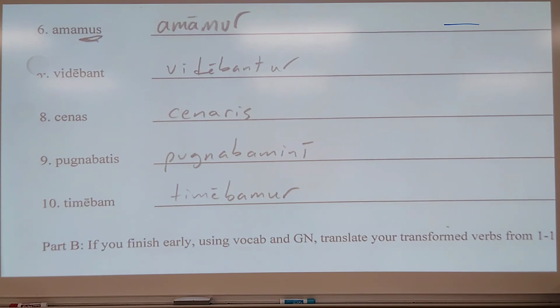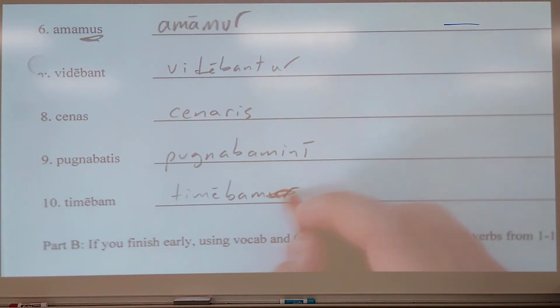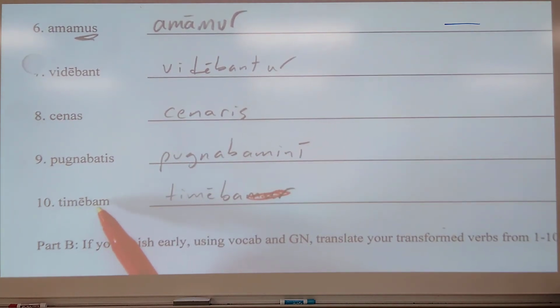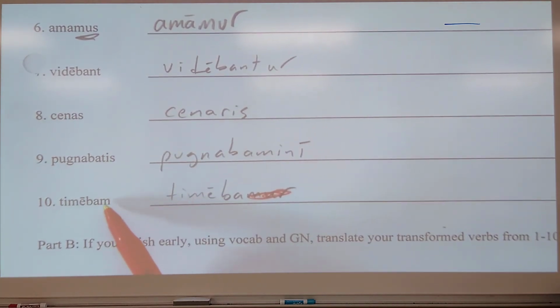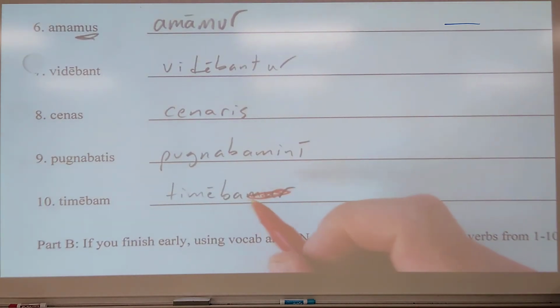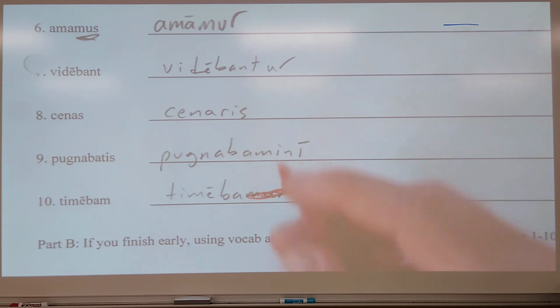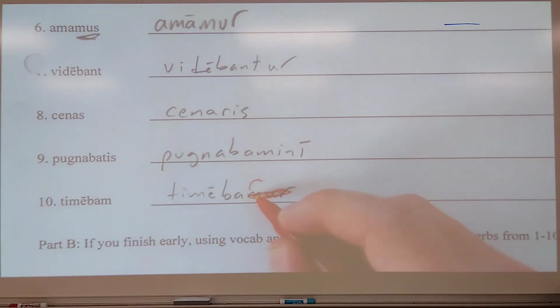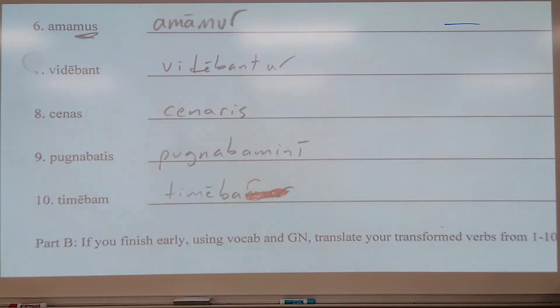Okay? Actually, whoops, I messed that one up. So timebam, if you look at this, bam, bas, bat, bamus, batis, bant. Bam would be first person singular of the imperfect. So instead of bamur, I made it plural for some reason. It's actually timebar, B-A-R. Sorry about that, scholars.